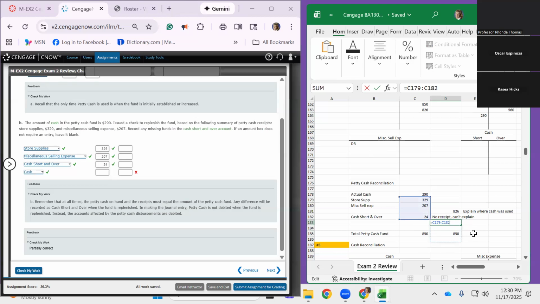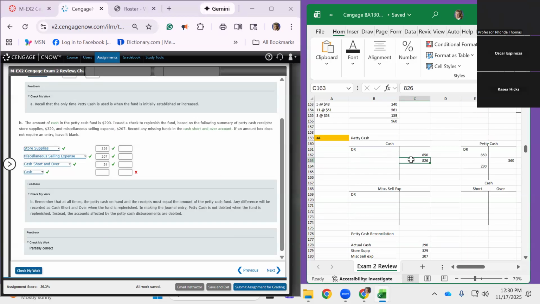Okay, we want to be able to see that. So you got to know how much you need to put back. Sum, open parentheses, close parentheses. Okay, you need to explain 560. So here we go. 560 goes there. No, sorry. I put it in the wrong spot.